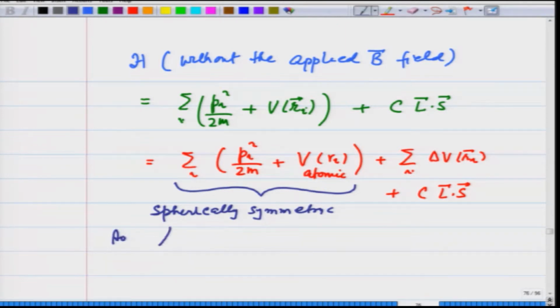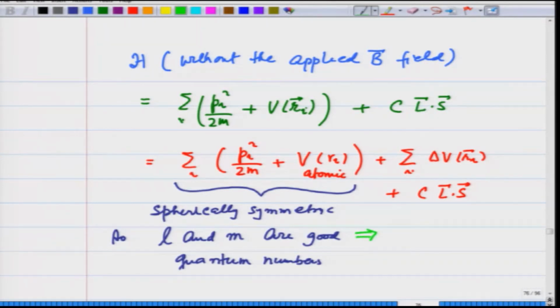So, L and M are good quantum numbers, and what that means is that for each electron L and M are specified and they give you the corresponding angular momentum component.